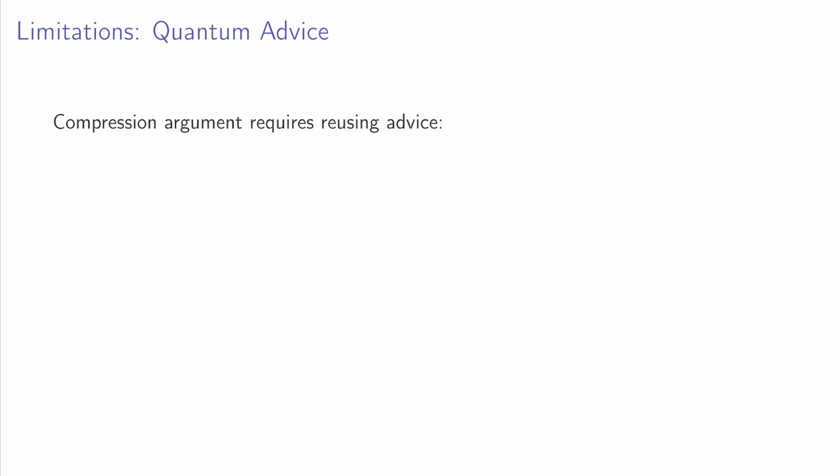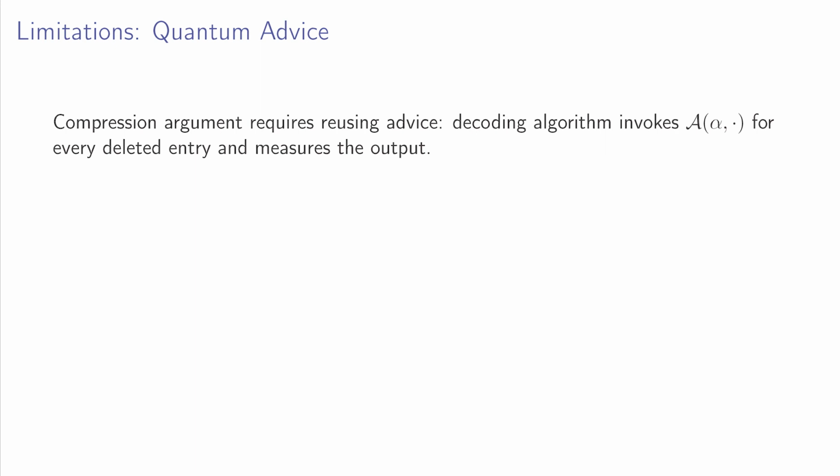In particular, the compression argument requires reusing advice. Recall that the coding algorithm needs to invoke the adversary for every deleted entry and subsequently measure the output in order to recover the entire permutation truth table. However, the famous quantum no-cloning theorem says that we cannot clone or reuse a quantum advice multiple times.